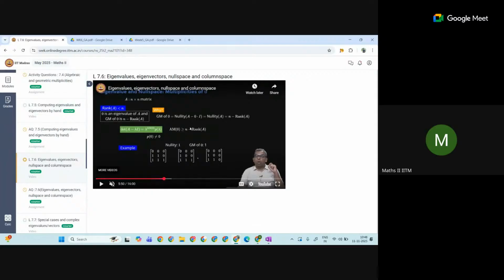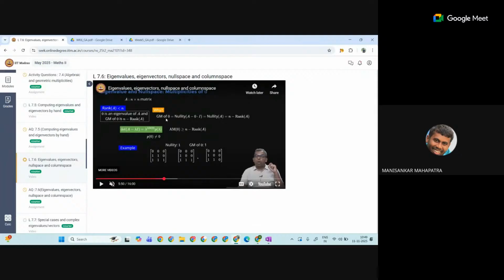And what is going to be, in that case, the geometric multiplicity? What is the geometric multiplicity for the zero eigenvalue? It is n minus rank of A. Why is this going to be so?